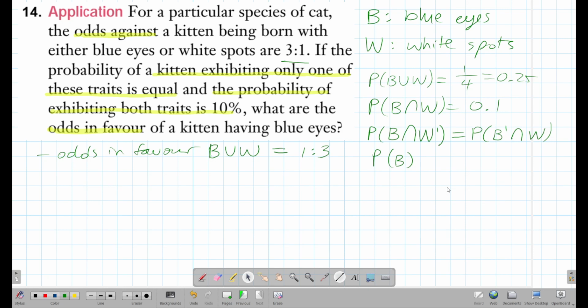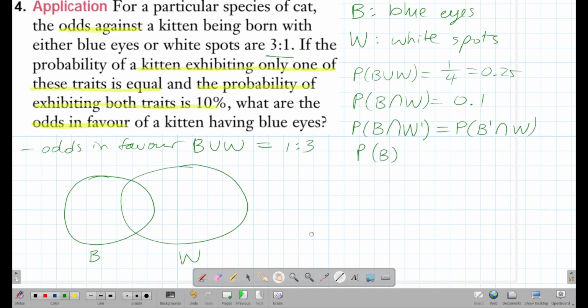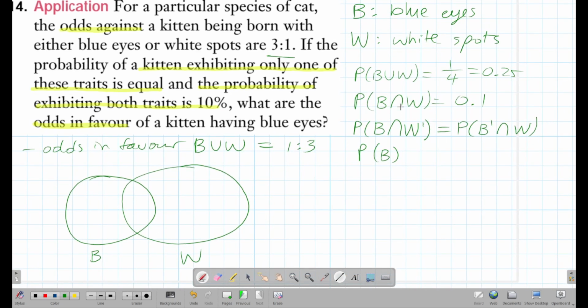Okay, so we have a bunch of information, and it has to do with blue eyes and white spots. The best way to organize this is via a Venn diagram. You're going to want to use a Venn diagram for this. I think maybe you can use a tree diagram. I haven't tried it with the tree diagram, but I think a Venn diagram is probably going to be your best bet. So let's make a Venn diagram. This circle will be blue, this one will be W, white spots, and we know that in the middle we have 0.1.